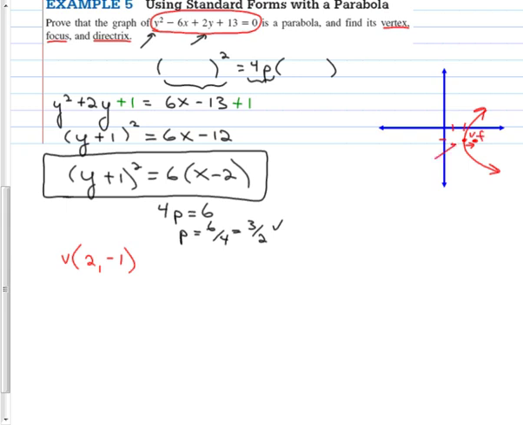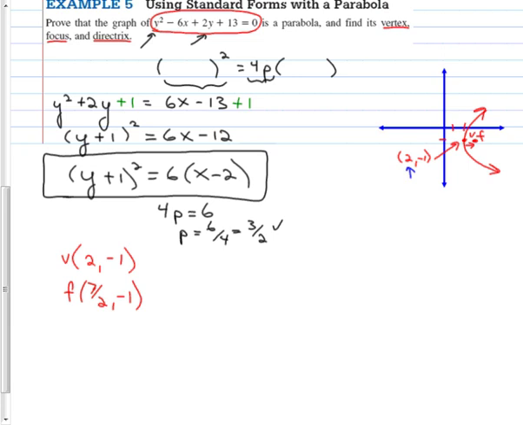So if this vertex is at the point 2, negative 1, well, I just need to move to the right, which is the x value. Instead of going over 2, I'm at 3.5. 7 over 2, negative 1. So my focus is 7 over 2, negative 1, or 3.5, negative 1.